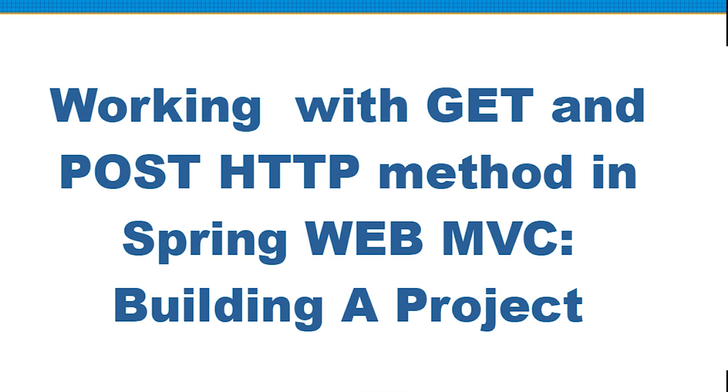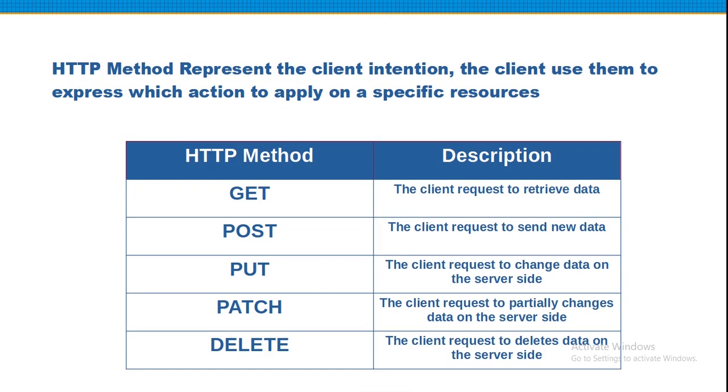post, get, and HTTP method in your Spring application. We have others, put, patch, and delete, which will come in the next couple of videos. So we have this HTTP method. It represents the client intention. The client uses them to express which action to apply on a specific resource.